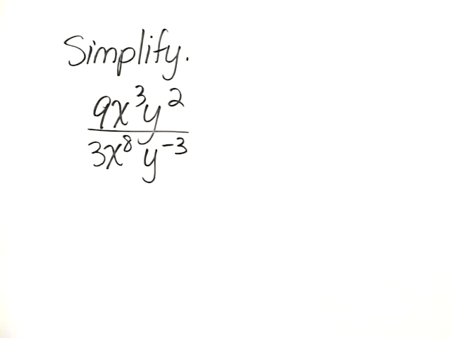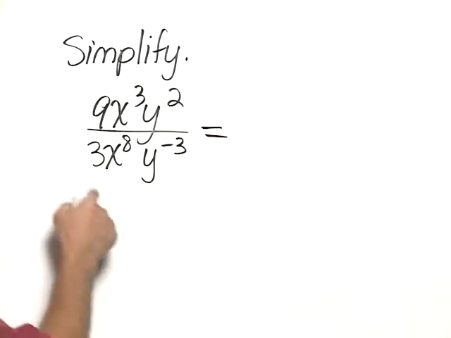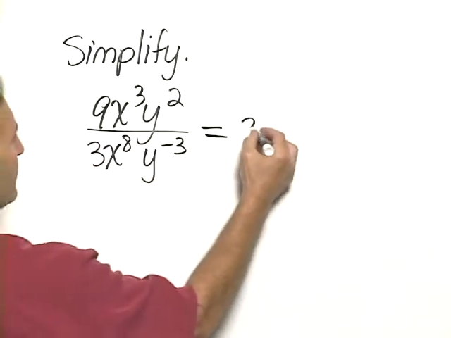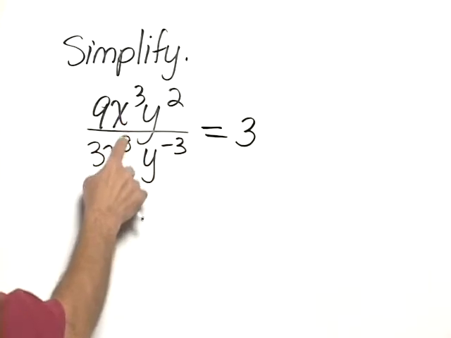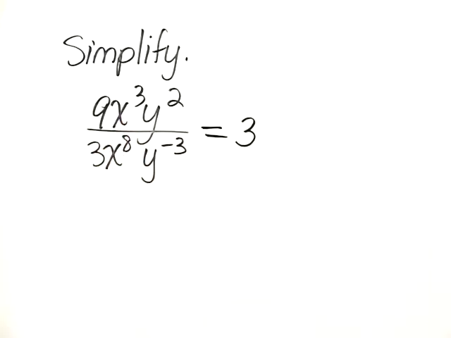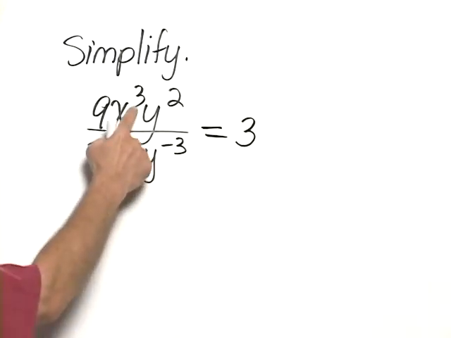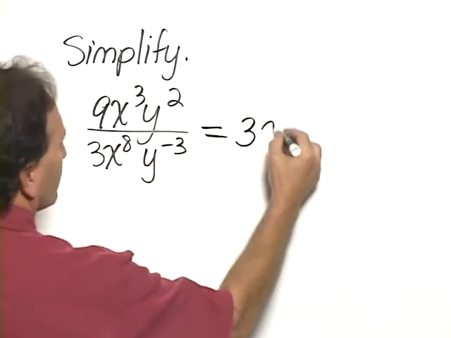Simplify. 9x cubed times y squared, all divided by 3x to the 8 times y to the negative 3. In this situation, we're going to divide 9 by 3, which is 3. Then when we divide x cubed by x to the 8th, we subtract the powers. So we have x to the 3 minus 8.